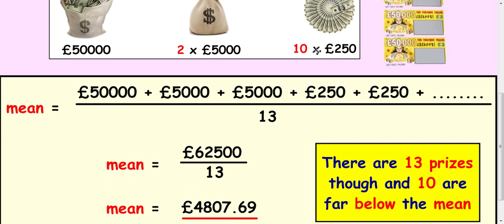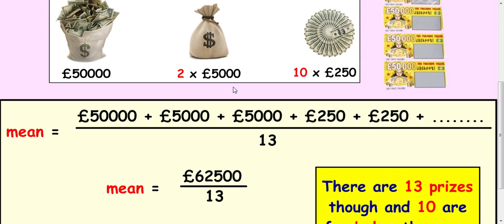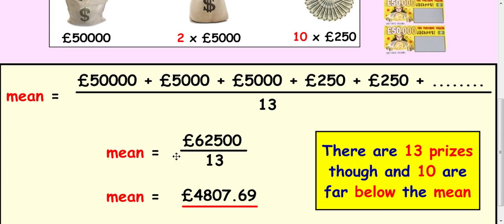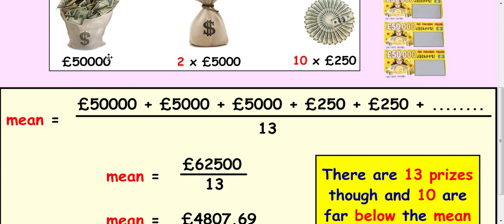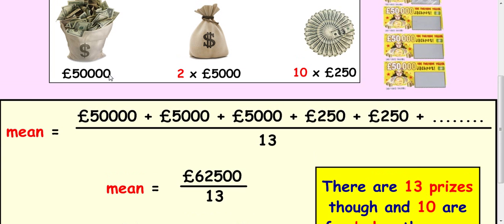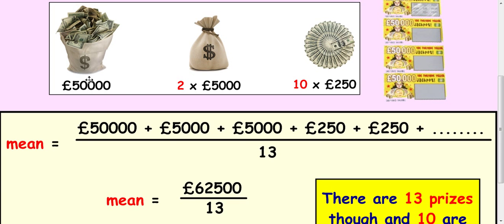Now this is meant to be a typical prize you would get if you went in for this. But the typical prize is not this £5,000, which is roughly what the mean is saying. The chances are that you're more likely to get £250. So in this case the mean's not a very good average to use. There are 13 prizes and 10 are far below the mean. So we need other types of averages to deal with this type of situation with large outlying values. The problem is the £50,000. It makes the total at the top much larger, therefore the average isn't accurate.